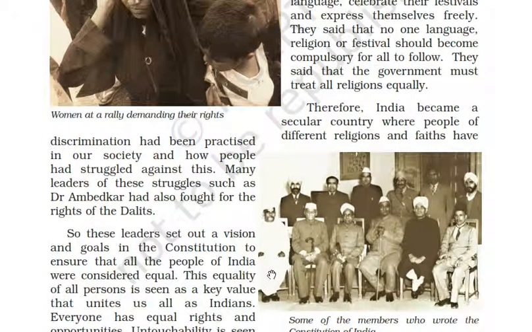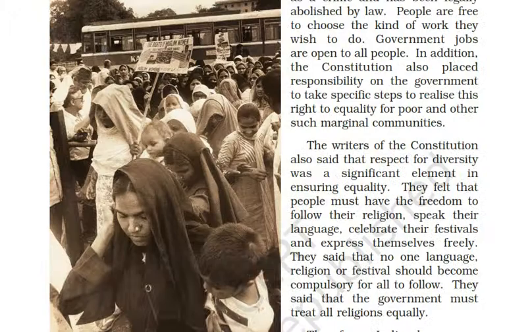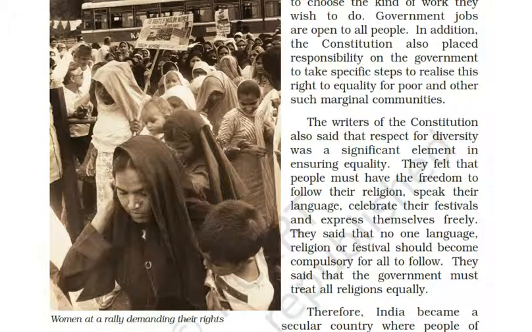So these leaders set out a vision and goals in a constitution to ensure that all the peoples of India were considered equal, and this equality of all persons is seen as a key value that unites us all as Indians, and everyone has equal rights and opportunities. Untouchability was seen as a crime and has been legally abolished by law. People are free to choose the kind of work they wish to do. Government jobs are open to all people.